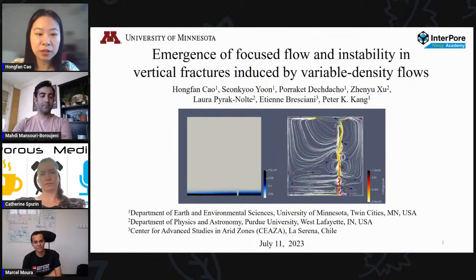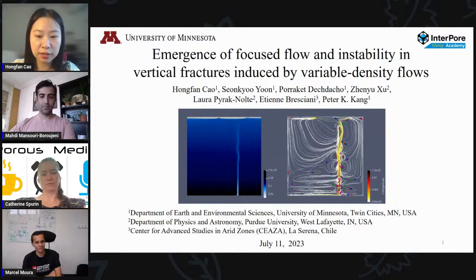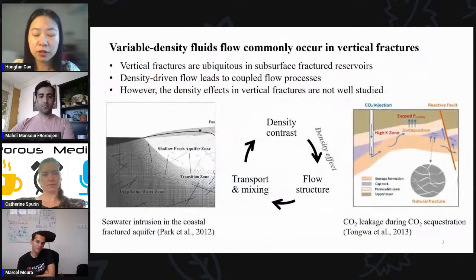So what I'm showing here is a very interesting phenomenon when we injected two fluids with different density into a vertical fracture. And we found the lighter fluid is confined to a narrow path, and the narrow path is very unstable. In this talk, I will talk about the emergence of this flow path and the instability of the flow path. So first of all, let me give some background information.